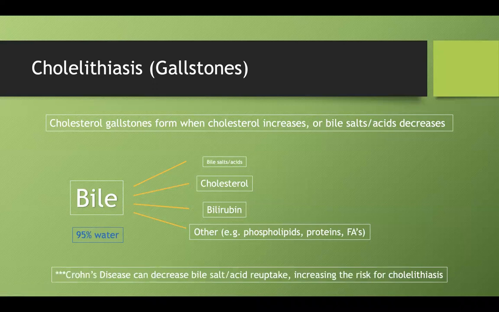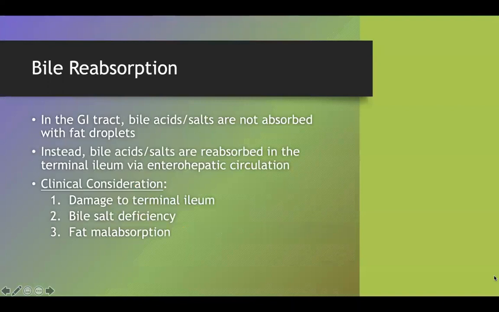In Crohn's disease, specifically, you're going to have decreased bile salts and acids, which can increase your risk of cholesterol gallstones. This is from our small intestine lecture, and I just want to point out that if your terminal ileum's not working here, you might get a bile salt deficiency, right? So if you have damage here, you can easily have a deficiency here.